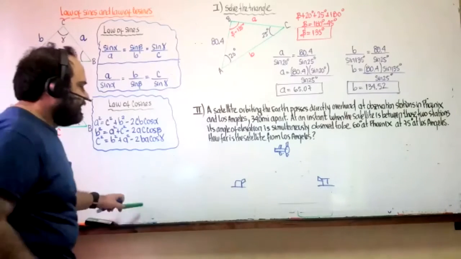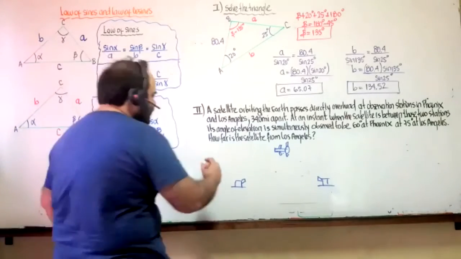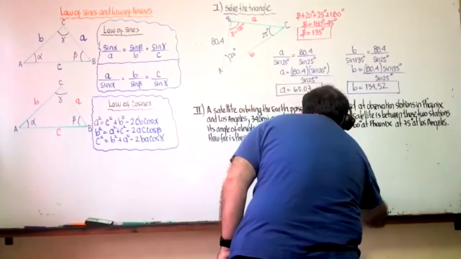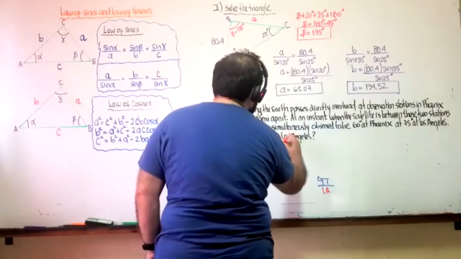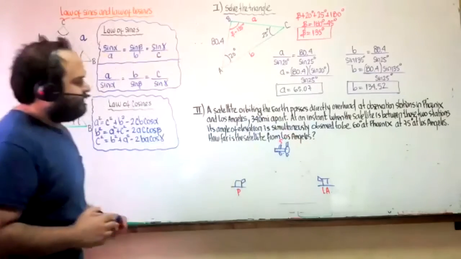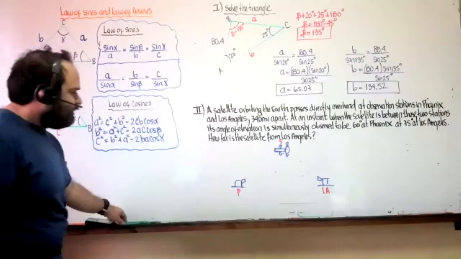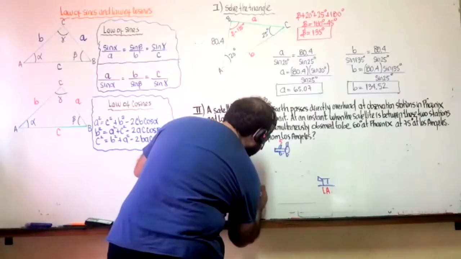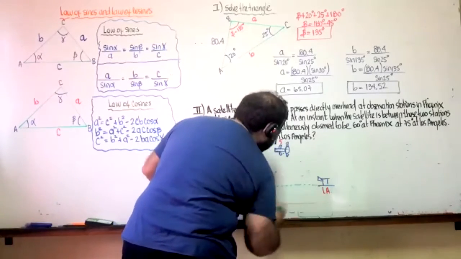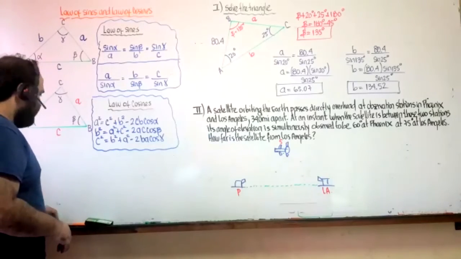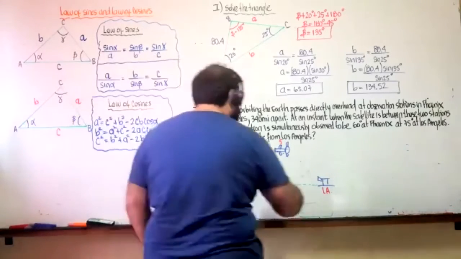Let's label them: P for Phoenix, LA for Los Angeles, and S for the satellite. According to the problem, there's a separation between the observation stations in Phoenix and Los Angeles, 300 miles apart. So we can draw a dashed line between these two, and remember the problem mentioned they are 300 miles apart.